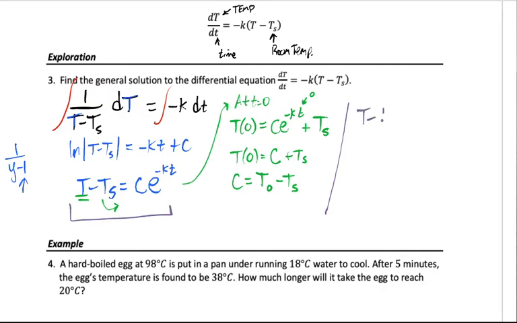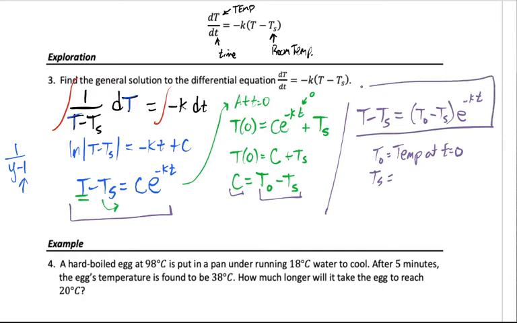So what I am doing is rewriting this right now. So I have T minus Ts equals this C value. I'm going to use this. So I'm going to put parentheses, the initial temperature minus your starting temperature, e to the negative kt, okay? Where T0 is your temp at time 0, and Ts is your room temperature, just like up above.